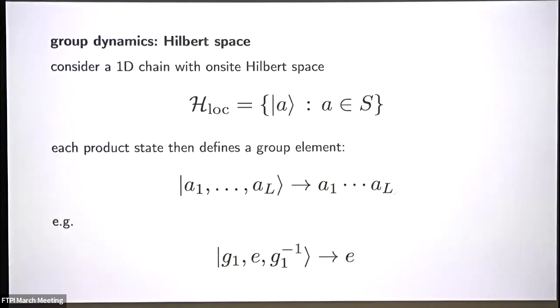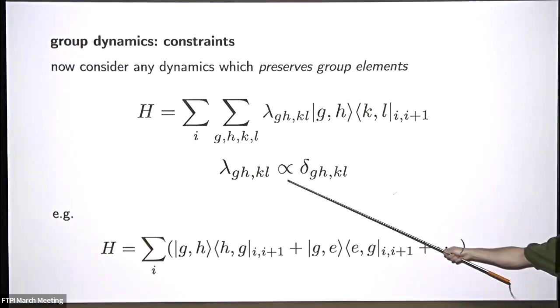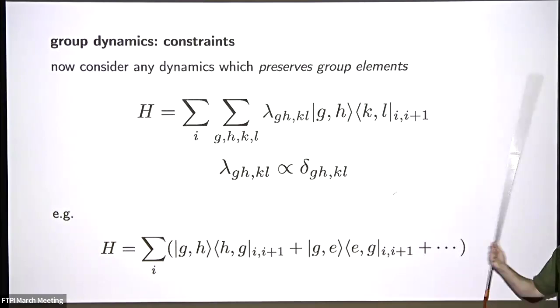Now we're going to impose some constraints. Let's talk about constraint dynamics. The constraint is that the dynamics preserves the group element that you get when you do this multiplication. So if we have a Hamiltonian, the Hamiltonian can substitute two states here with two others if the products of their group elements are identical. So we're preserving this group element you get when you do the multiplication. I hope that makes sense. That's the setup. That's our constraint.